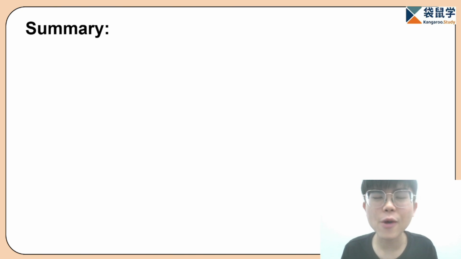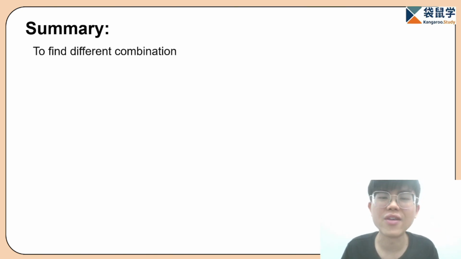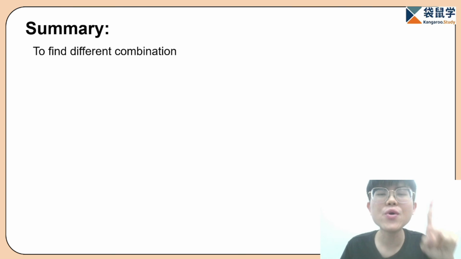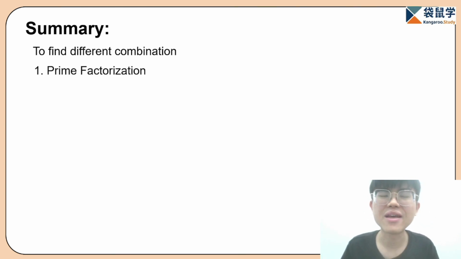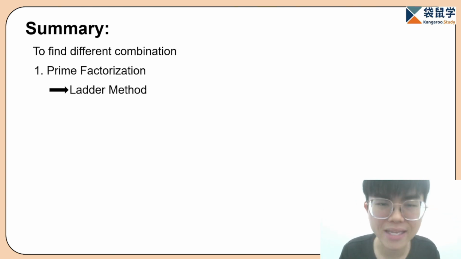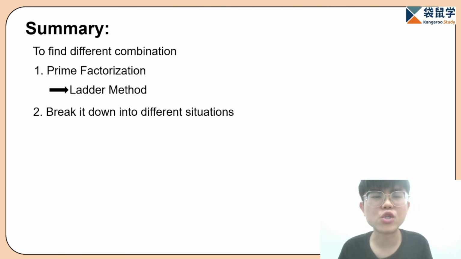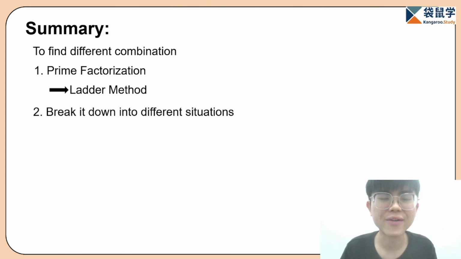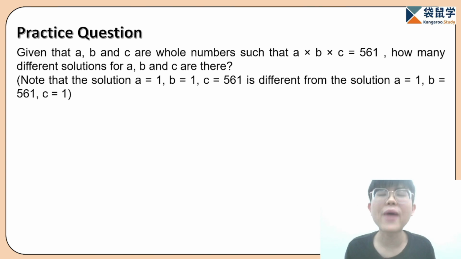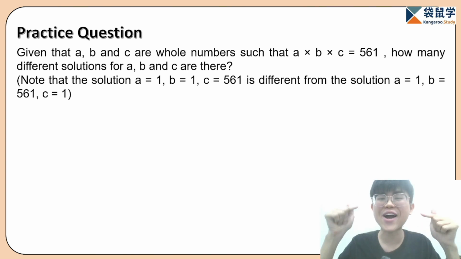Now let's summarize what we learned in this question. We wanted to find the different combinations of the numbers. The first thing we need to do is the prime factorization, using the ladder method to find out all the prime factors. Then we need to break down into different situations to discuss. Now you can try this practice question and leave your answer in the comment section below.